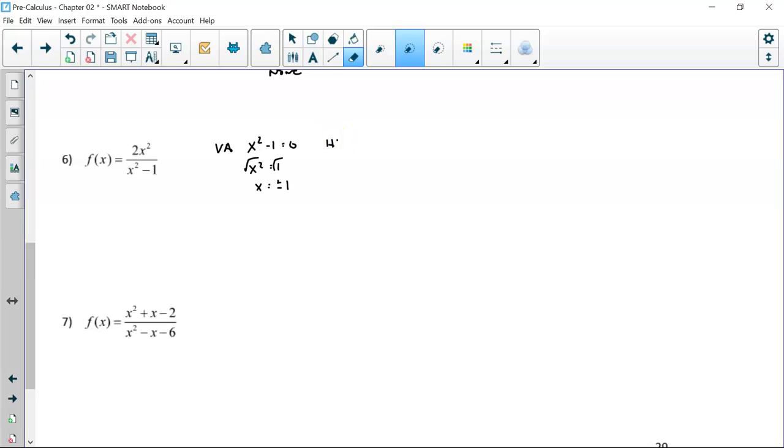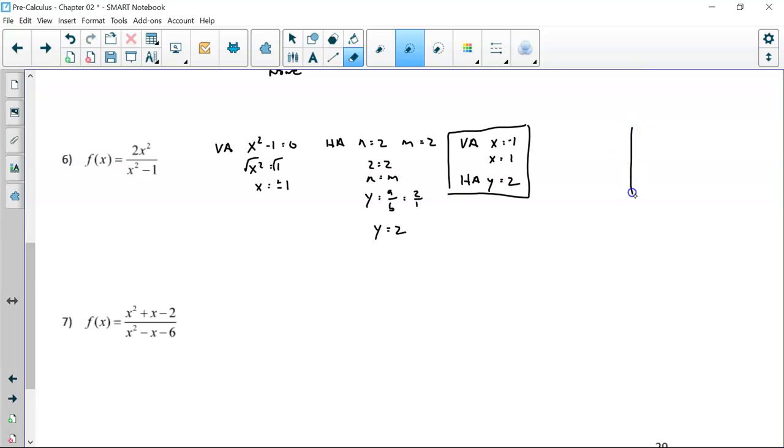For our horizontal asymptote, the degree of the numerator is 2, and the degree of the denominator is 2 as well. So 2 equals 2. When n equals m, it's going to be y equals the leading coefficient of the numerator over the leading coefficient of the denominator. 2 over 1, so it's at y equals 2. So the vertical asymptotes are at x equals negative 1 and x equals positive 1. The horizontal asymptote is at y equals 2.